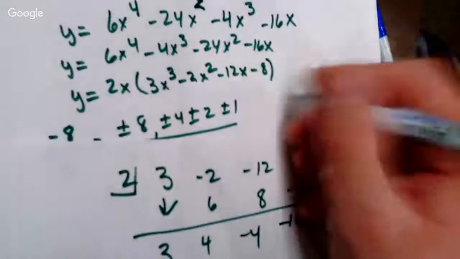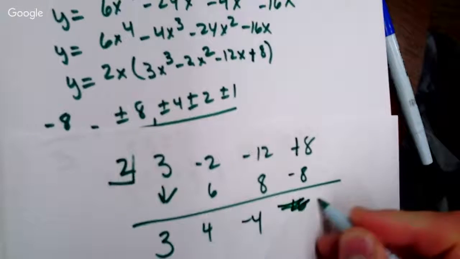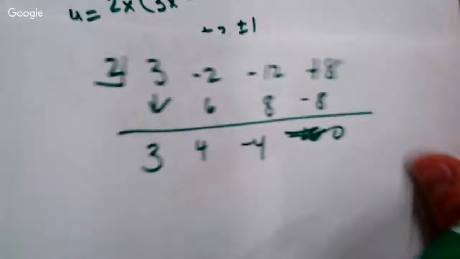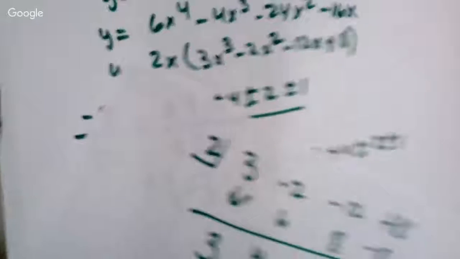Ignore my errors. That is supposed to be a plus 8. That is supposed to work out to 0. Oh, it's a plus. Darn glare. Change that to a plus. That's why none of your factors are probably working out.